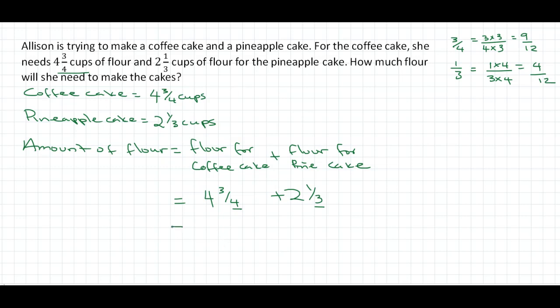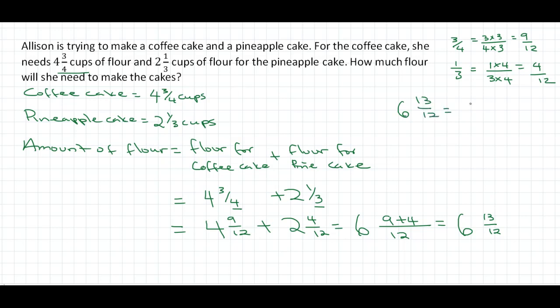So what we're going to do now is we have 4 9/12 plus 2 4/12. The first thing we're going to do in this case is to add up the whole numbers. 4 plus 2, we have 6. Now we have a common denominator of 12. So that's going to give us the ability to add the numerators together. So this is going to give us 6 13/12. Now I want to show you this: 6 13/12 is the same as 6 plus 13/12.